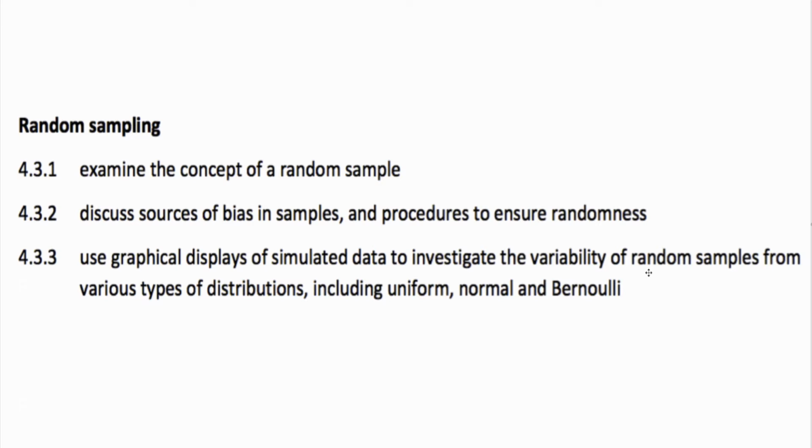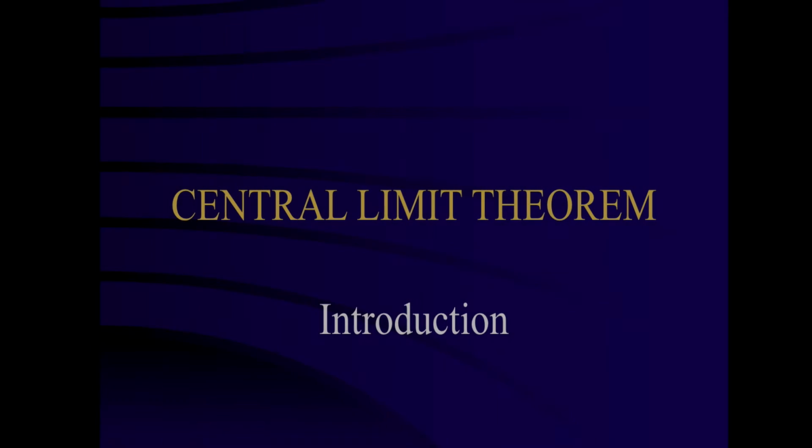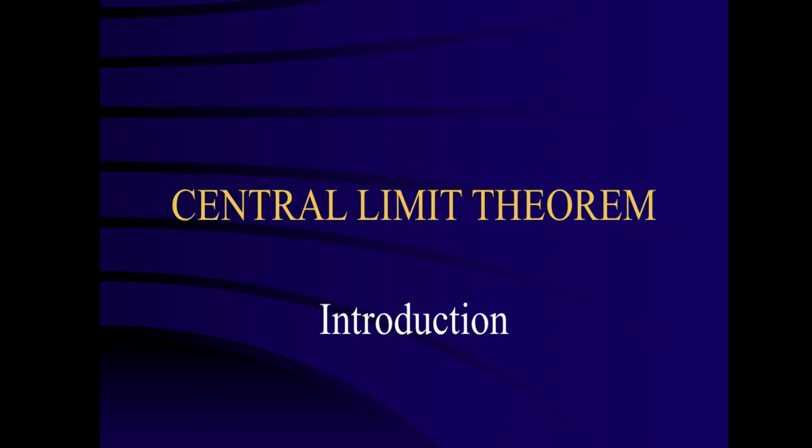You ask 20 different people, you're going to get a different response. Even if, say, in different samples you might have some of the same people. So the variability among samples is what we're looking at here, and it also specifically asks us to be looking at uniform, normal and Bernoulli. So I'm going to be going through how you use your calculator to do a random sample from these different kinds of distributions. The underlying theory behind this stuff is called the central limit theorem.